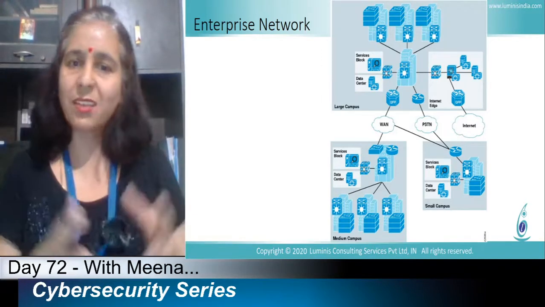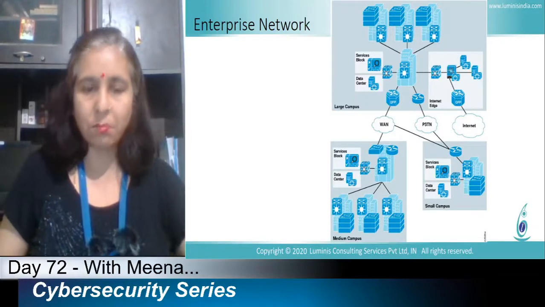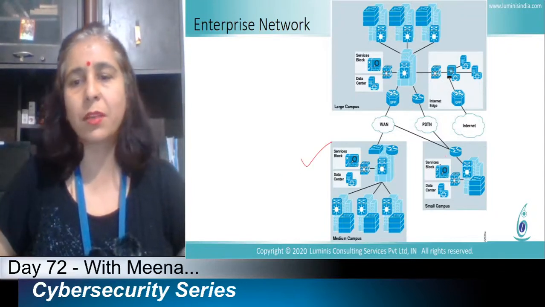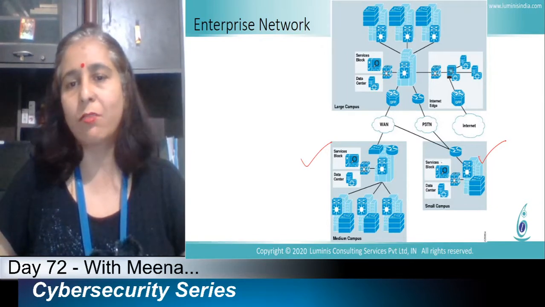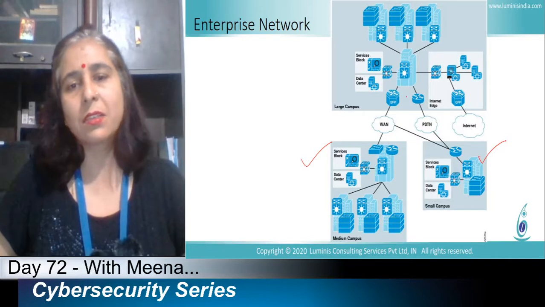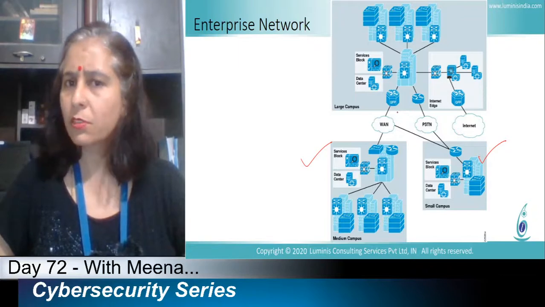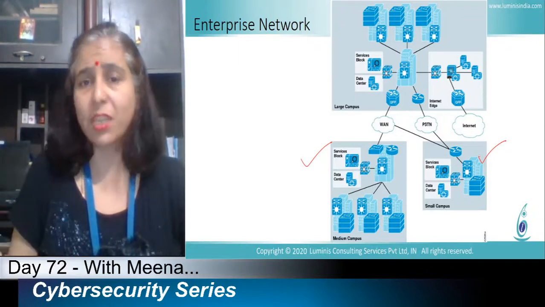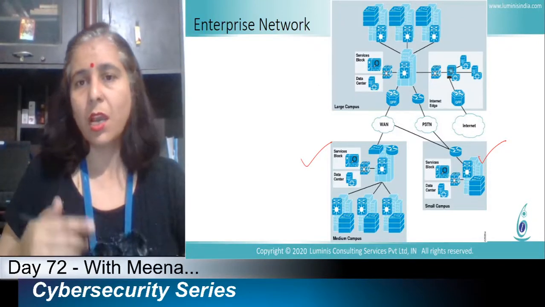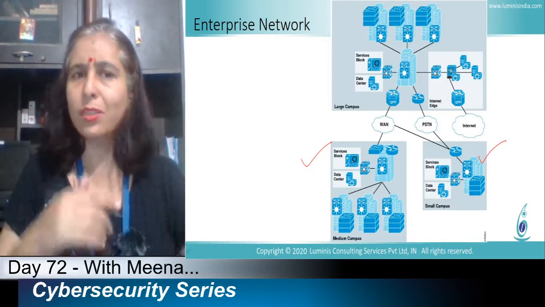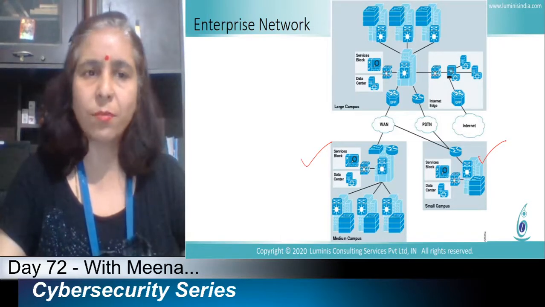A large campus, you can see here, and there is another medium campus of the company, and that is the small campus. They have access to the internet, and with WAN or PSTN connections they connect these different campuses. They might have a small data center, and they have servers and devices. So there is a specific requirement for that company. Let's see another example of a network.